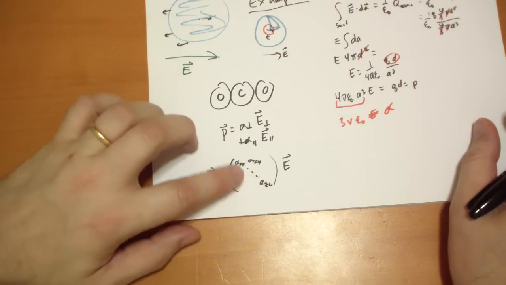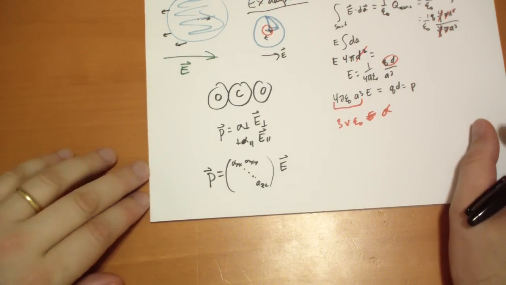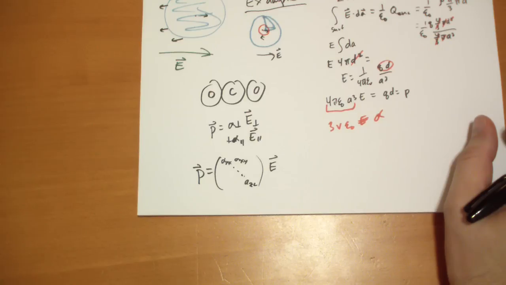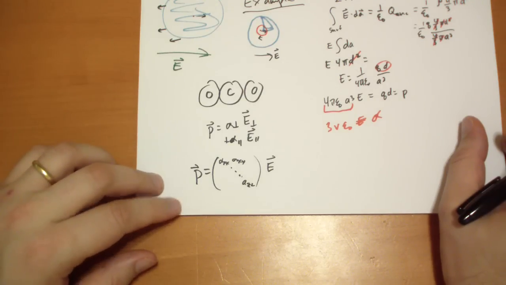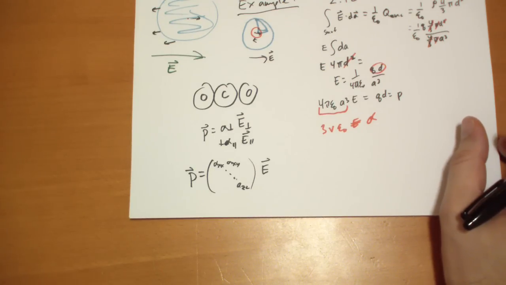Okay. And for this tensor, there's a note in the book that if you orient your coordinate system the right way, you can have the tensor described by just 3 values rather than 9, which makes life a little bit easier. We call those the principal axes of polarizability, actually. So anyway, that's what happens when you have more complicated configurations.